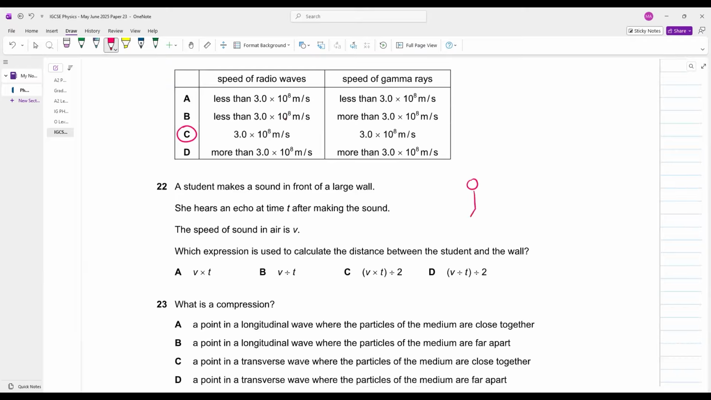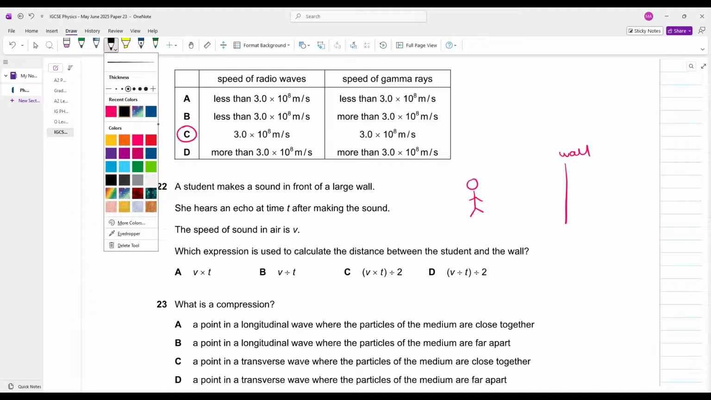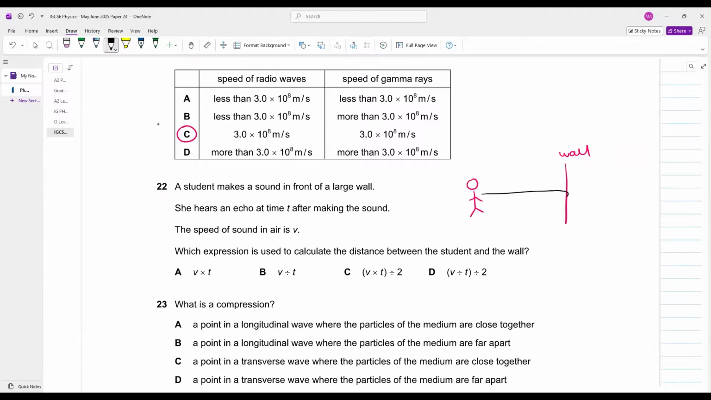A student makes a sound in front of a large wall. Let's say ये आपका छोटा सा cute little student है. This is your wall. The student is making a sound. She hears an echo at time t after making the sound. The speed of the sound in air is v. Can you calculate the distance?